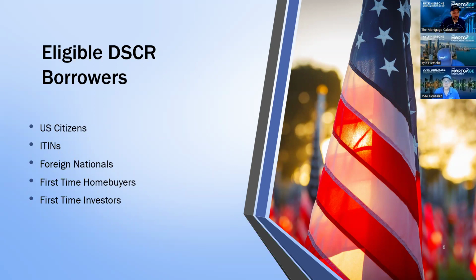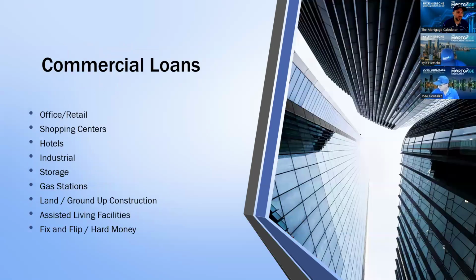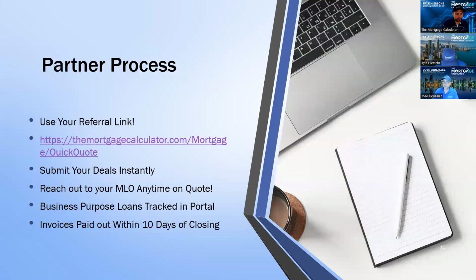You can also work with first-time home buyers and first-time investors. So if it's their first purchase ever, we still have options, or if it's their first investment ever, we still have DSCR options for that as well. Lots of flexibility. Then we have our traditional commercial loans: office, retail, shopping centers, hotels, industrial, storage, gas stations, land, ground up construction, fix and flip, all that kind of great stuff. Assisted living facilities, very popular request these days. All the different traditional options we have there as a traditional commercial outlet.